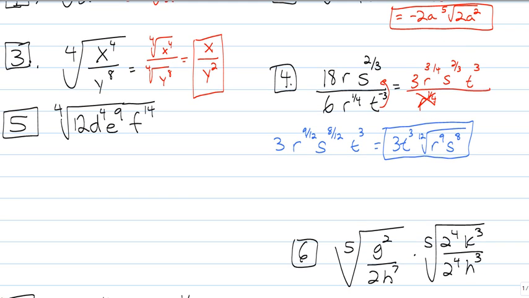Alright, number 5. We got a 4th root of 12. If I break that down, I get 4 times 3, or 2 times 2 times 3. Nothing can come out of there. So I'm not even going to worry about the 12. It's stuck in there. Alright?